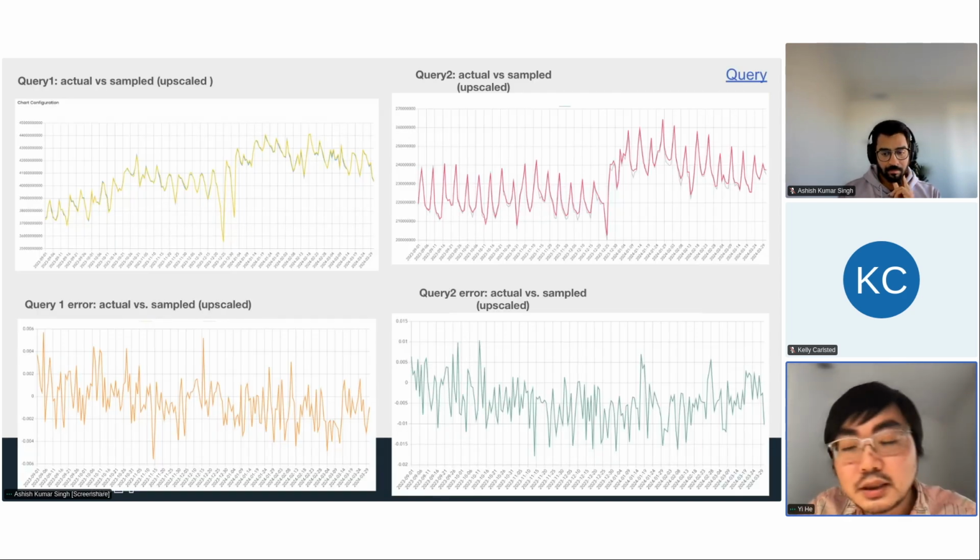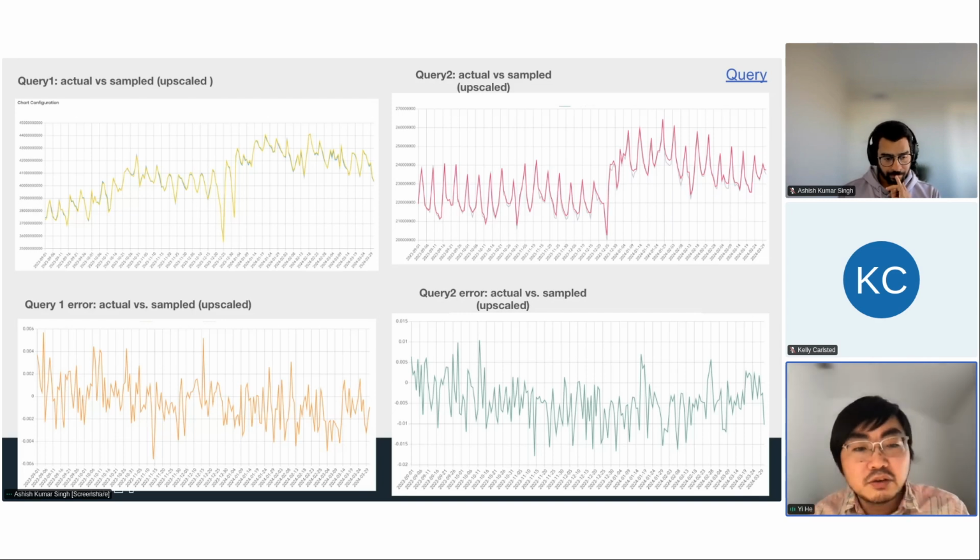The result of the sample data, when upscaled, is pretty good, close to the full data set if we choose the sample column properly. For less complex queries, for example, we see less than 0.5 deviation from production queries when we tested it.